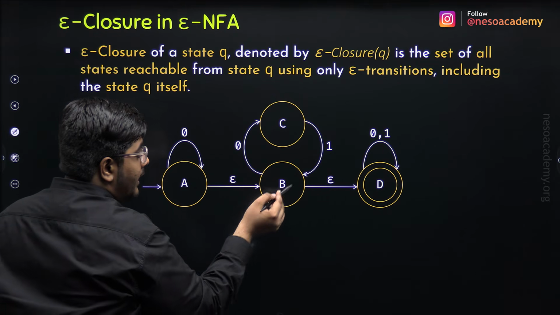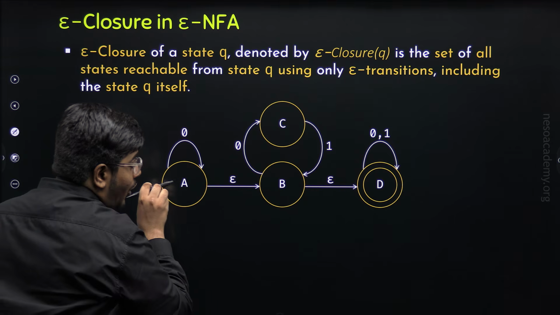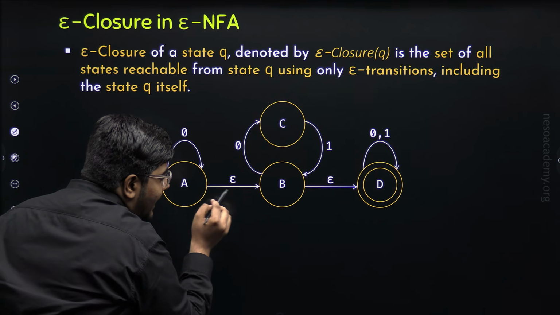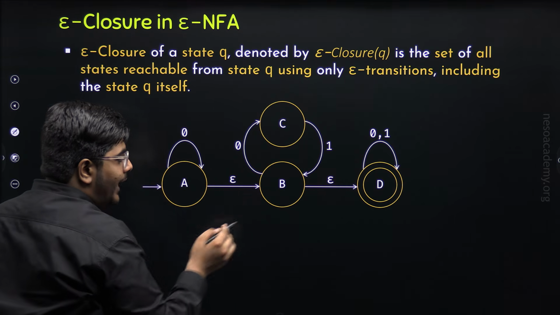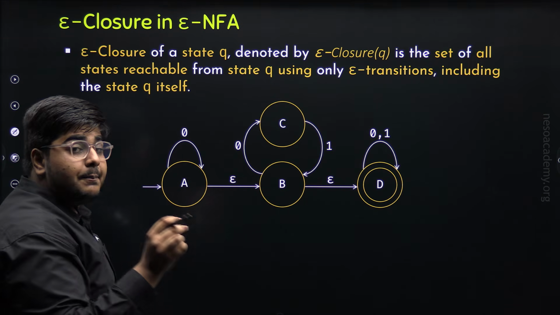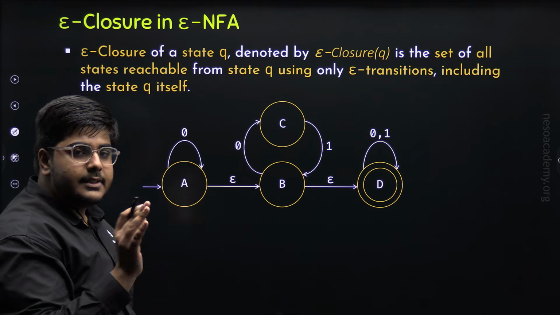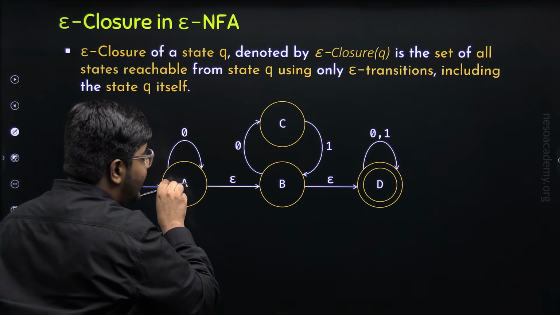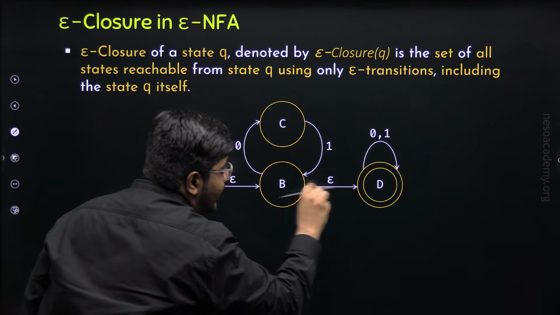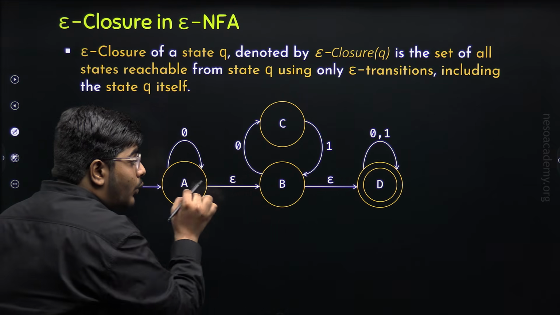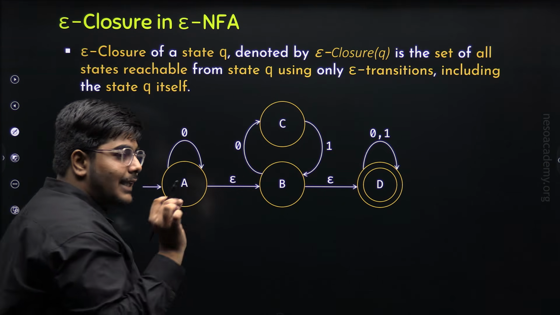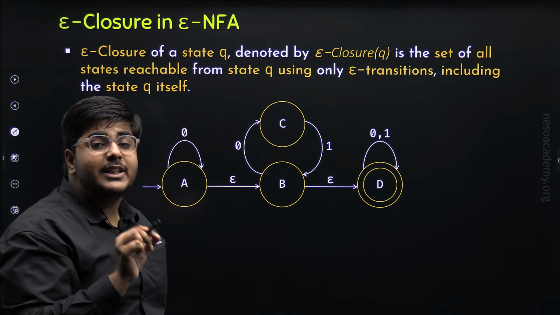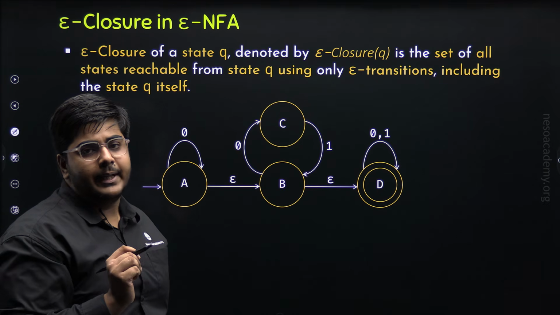So, what are the states that we can reach from the state A using only epsilon transitions? We can see that we can reach the state B from the state A using only epsilon transitions. That is why B will be the part of epsilon closure of A. Similarly, we can reach from A to the state D using only epsilon transitions. That is why D will also be the part of epsilon closure of A.